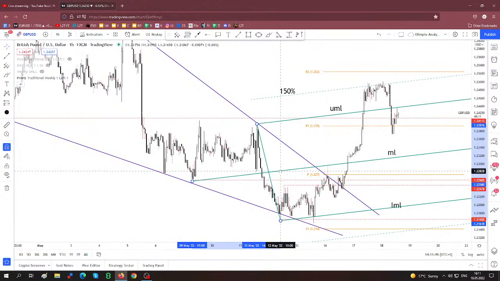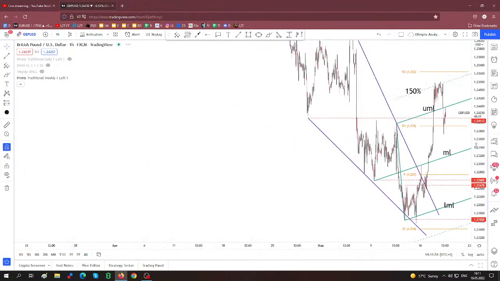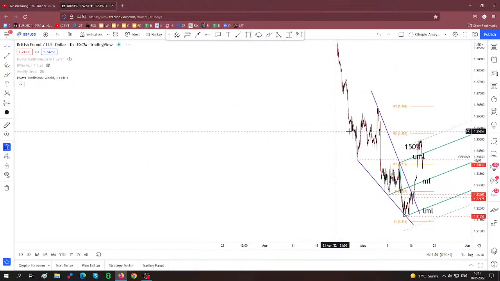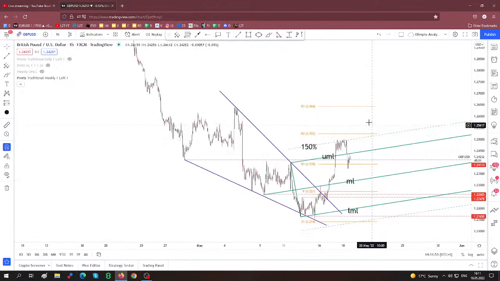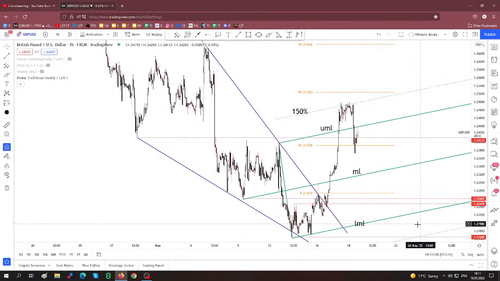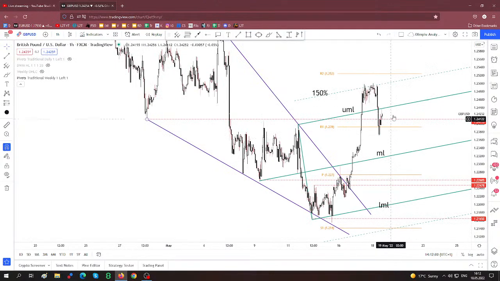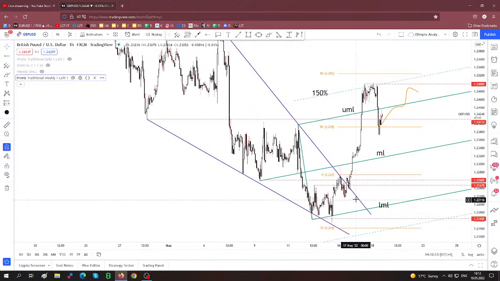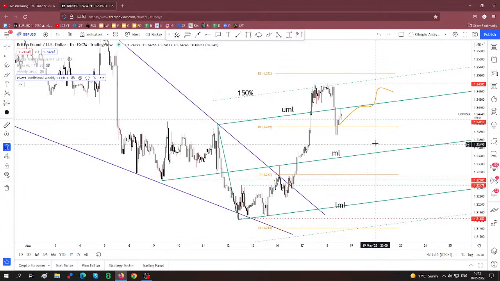But let's see how it will react here around the upper medium line. Maybe the price will try to come back higher, but if it stays below this key level 1.2498, only a breakout above it, a new higher high, could signal potential upside continuation.